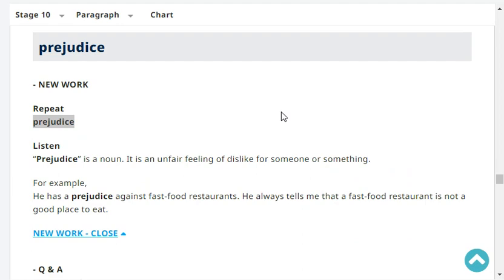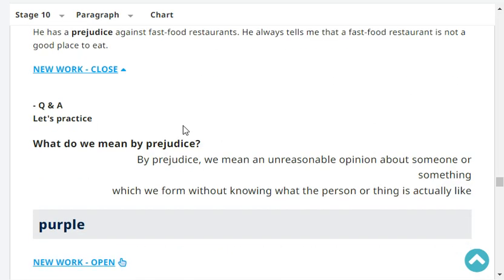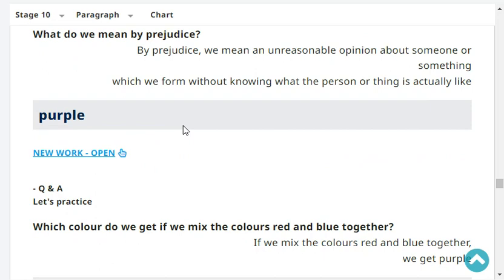Okay, listen. Prejudice is a noun. It is an unfair feeling of dislike for someone or something. For example, he has a prejudice against fast food restaurants. He always tells me that a fast food restaurant is not a good place to eat.